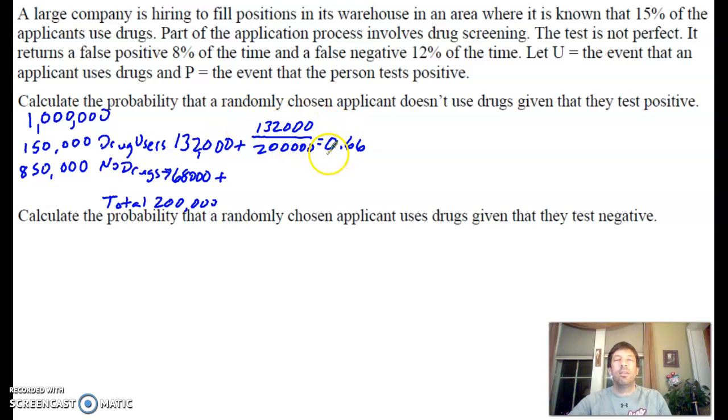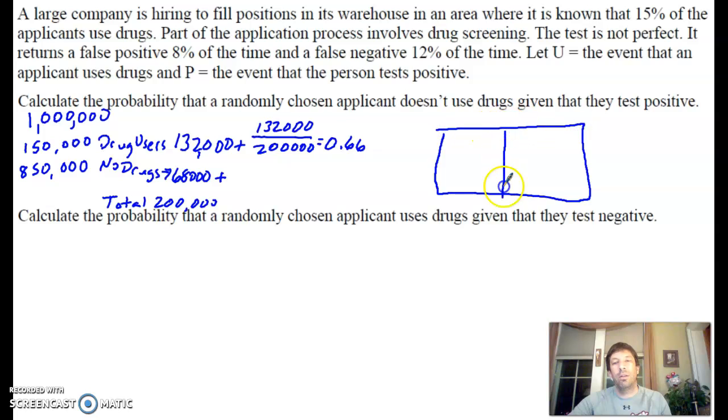But this is a situation, especially with rare instances, things that happen rarely. A positive test result does not necessarily mean it's likely that the person is positive for whatever you're testing. Okay, let me show you what this would look like if we use an area model.